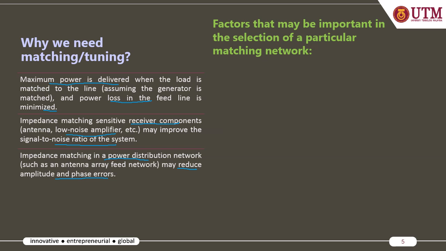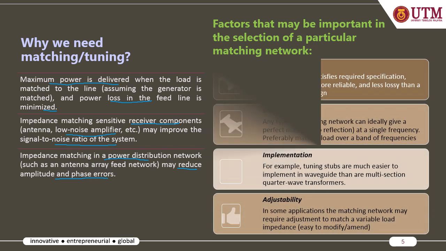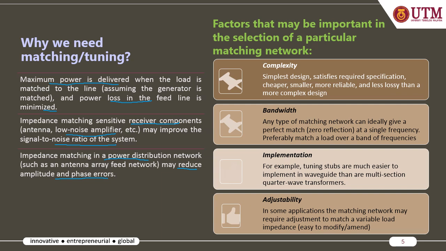Right, so there are four main factors that need to be considered in the selection of the type of matching network to be used. First, in terms of complexity, the simpler the design, the better, as long as it satisfies the basic requirement or specification. It is cost saving, smaller in size, reliable, and less lossy than the more complex design.